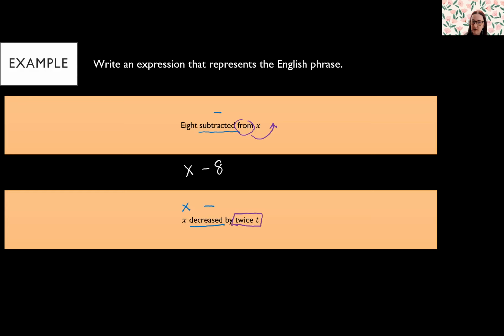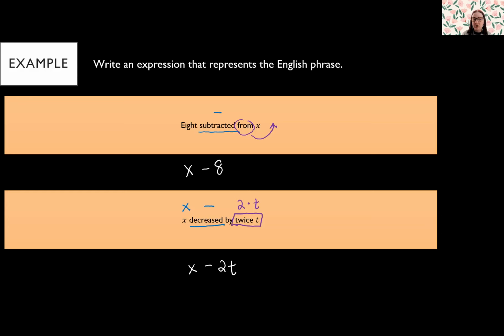Twice means 2. That's a word that means we're multiplying by 2. So it's going to be 2. And then when we do multiplication, we might use a dot to indicate multiplication, or parentheses. We never use the X because X is a variable. So we're going to do a dot, and then it says twice T. So that means 2 times T. So when you put this together, this translates to X minus 2T.